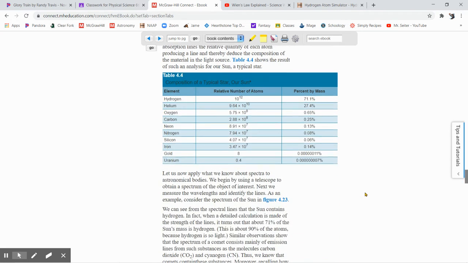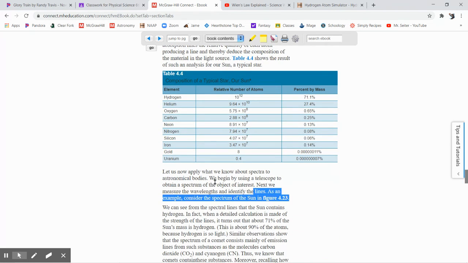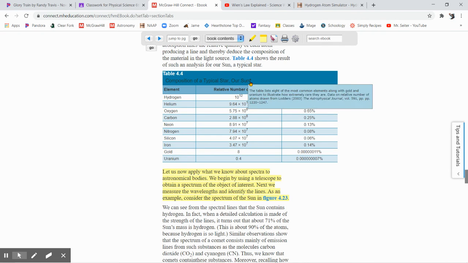How does this work? If we look down here, let me highlight that real quick too. Let us now apply what we know. And here are the different compositions of stars like our sun.